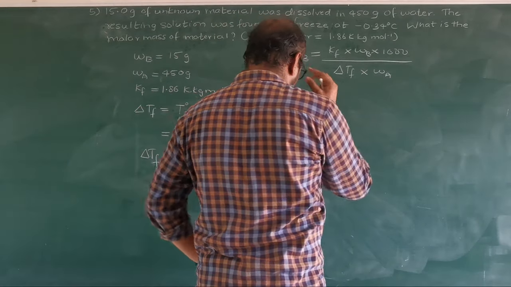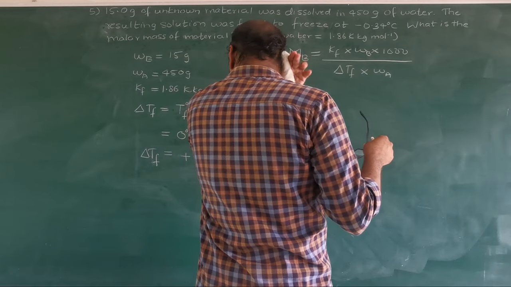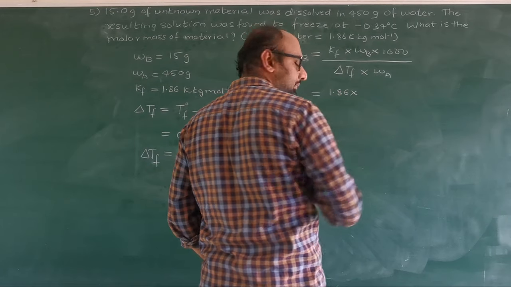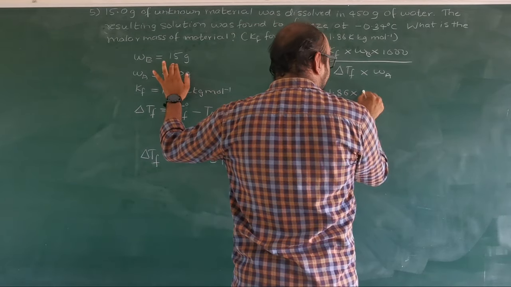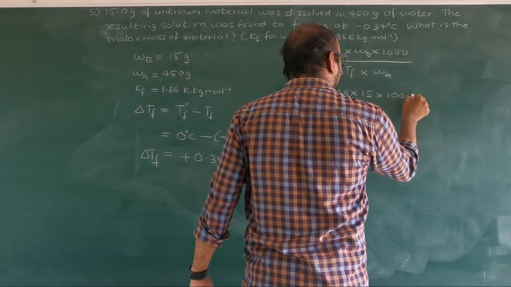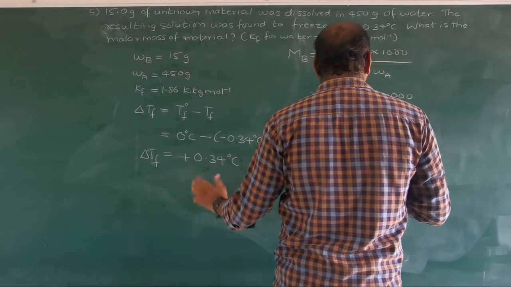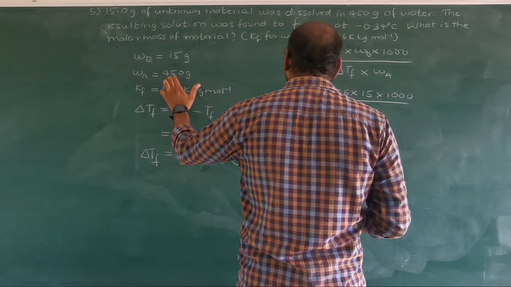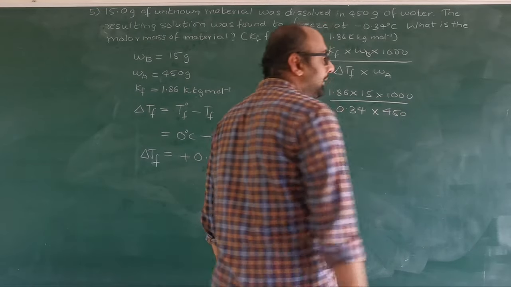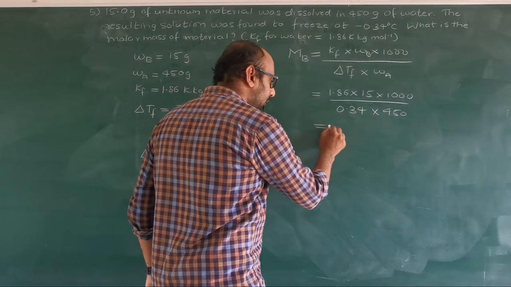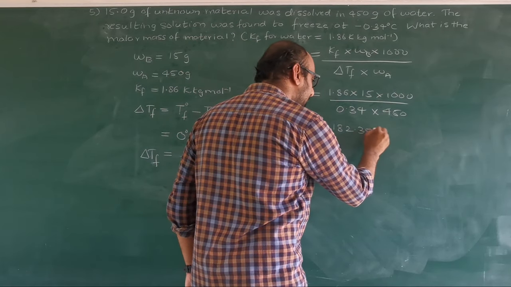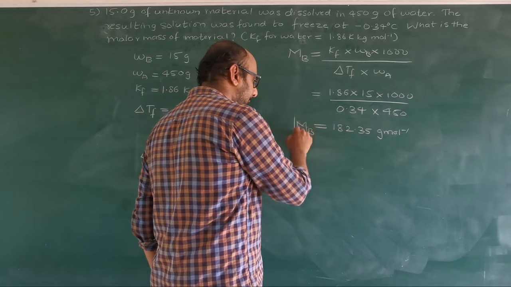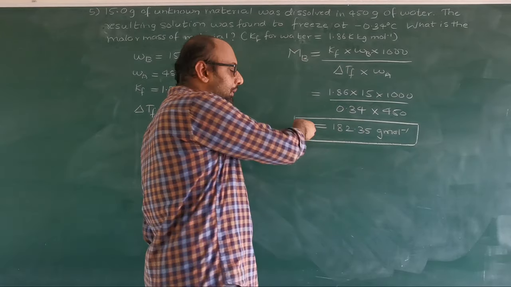Now, this is equal to the value of Kf, which is 1.86. Mass of solute 15 grams multiplied by 1000. The value of delta Tf, 0.34, into the mass of solvent Wa, that is 450. Now, when you calculate all this, you will get a value of 182.35. This is gram per mole because it is the molar mass. So this is the molar mass of the solute.